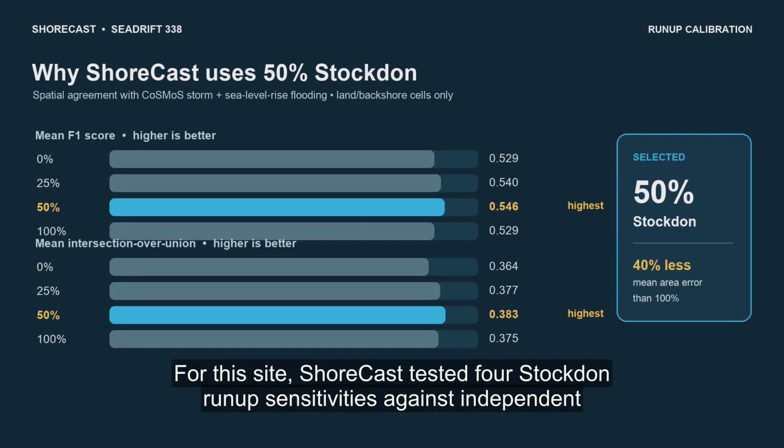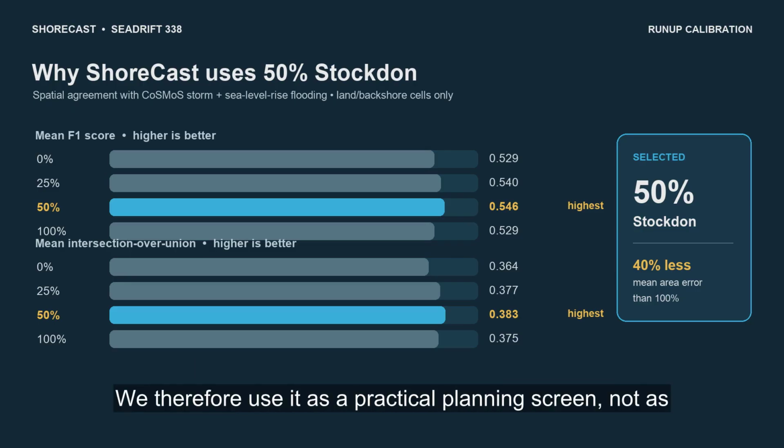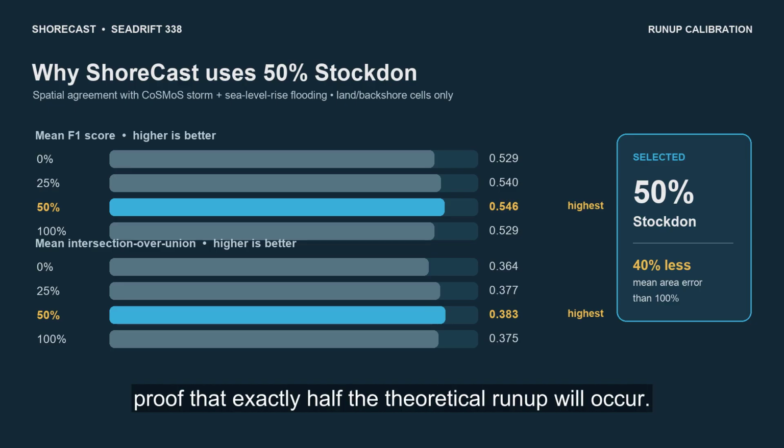For this site, ShoreCast tested 4 Stockton RUNUP sensitivities against independent Cosmos results. The 50% case produced the best overall land and backshore overlap across the complete scenario set. We therefore use it as a practical planning screen, not as proof that exactly half the theoretical RUNUP will occur.